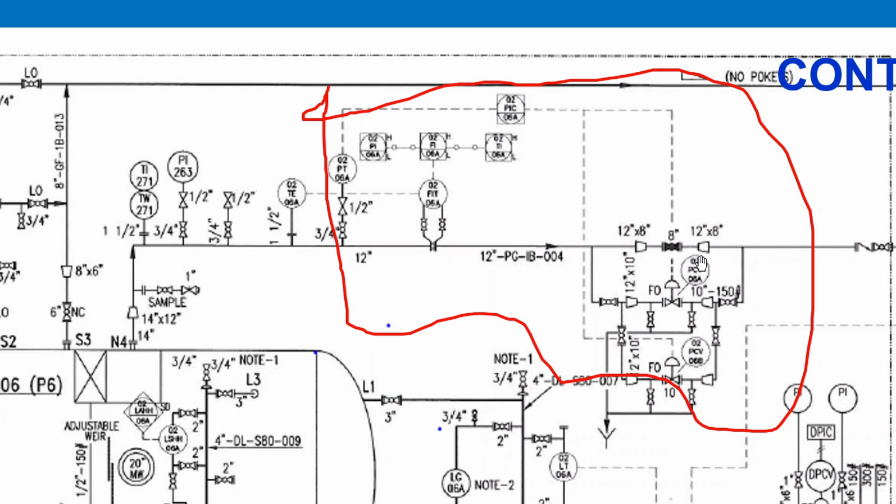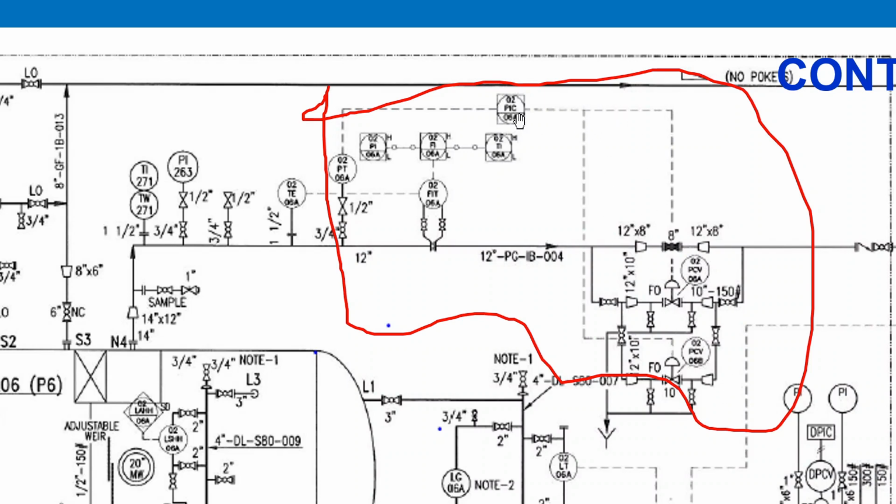Look at this PCV. PCV means pressure control valve. On the valve side it is written FO, which means fail open. That doesn't mean it is the valve name. The valve name is PCV, pressure control valve. This one I will explain in another video; this is an advanced type of control system.